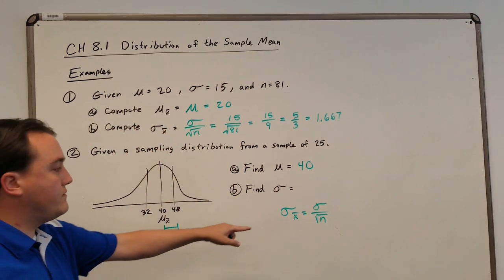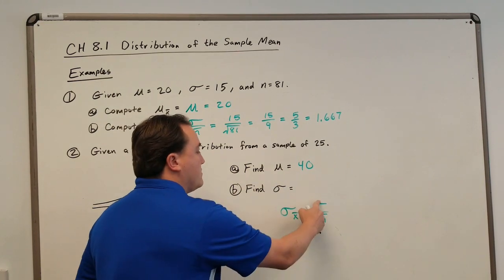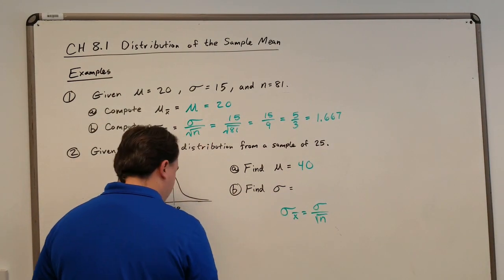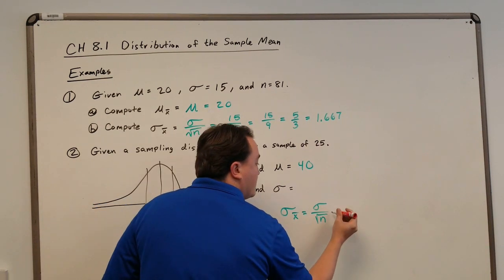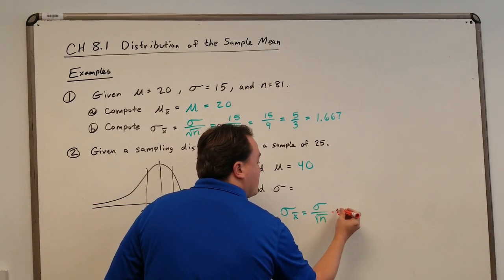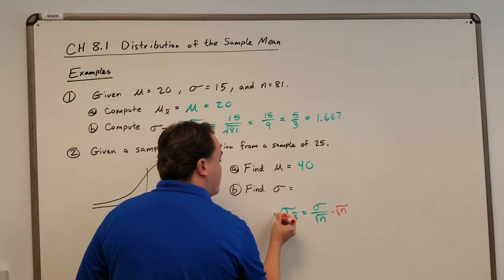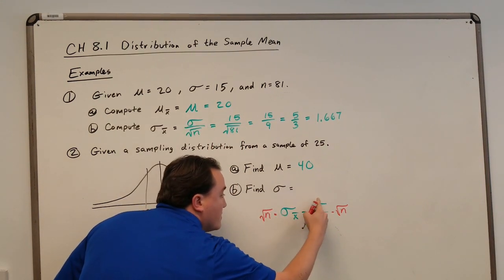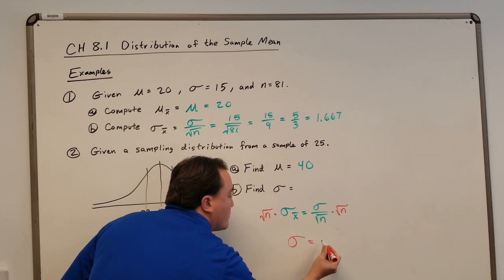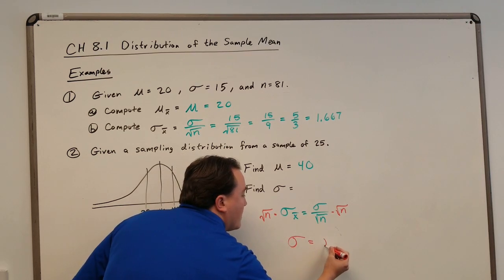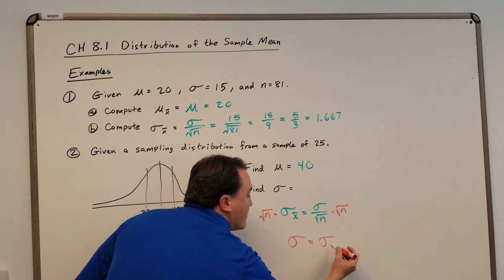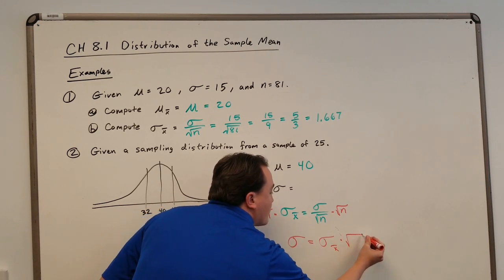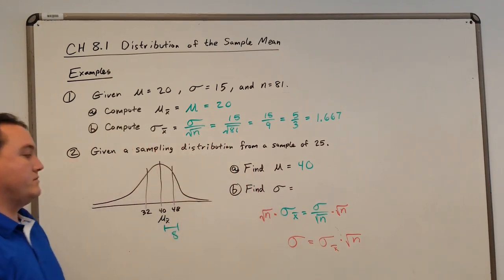So if we're going to solve for sigma here, or the population standard deviation, all we have to do is multiply this over to this side. So we times by square root of n, and we get our new formula. Standard deviation equals the standard error times the square root of the number sample.